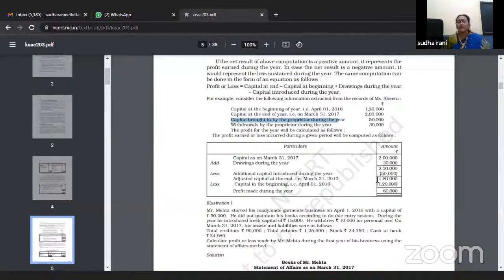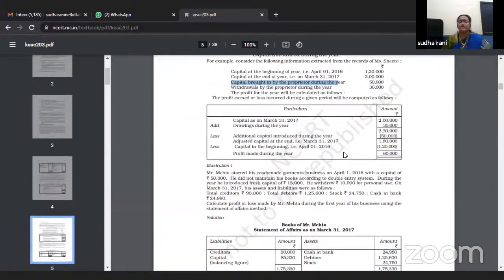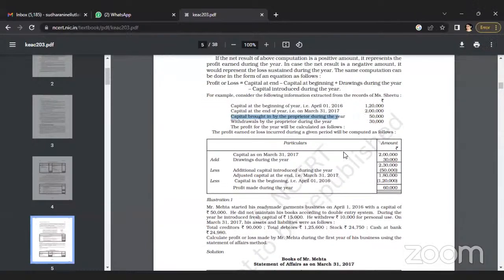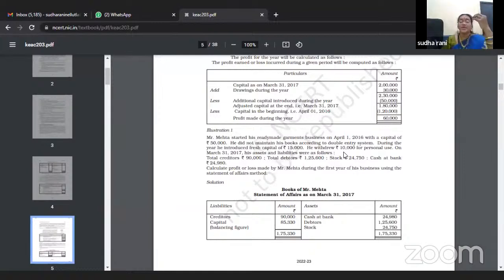So total 2 lakh, like, subtract, subtract. I'm so sorry, additional capital has to be subtracted. Go in the reverse way. Additional capital is to be subtracted. Then you will get 1,80,000. From that, the capital at the beginning of the year is to be subtracted, and you will get the profit made during the year. Please note, this is a simple question. You can expect it for 5 marks or 4 marks.